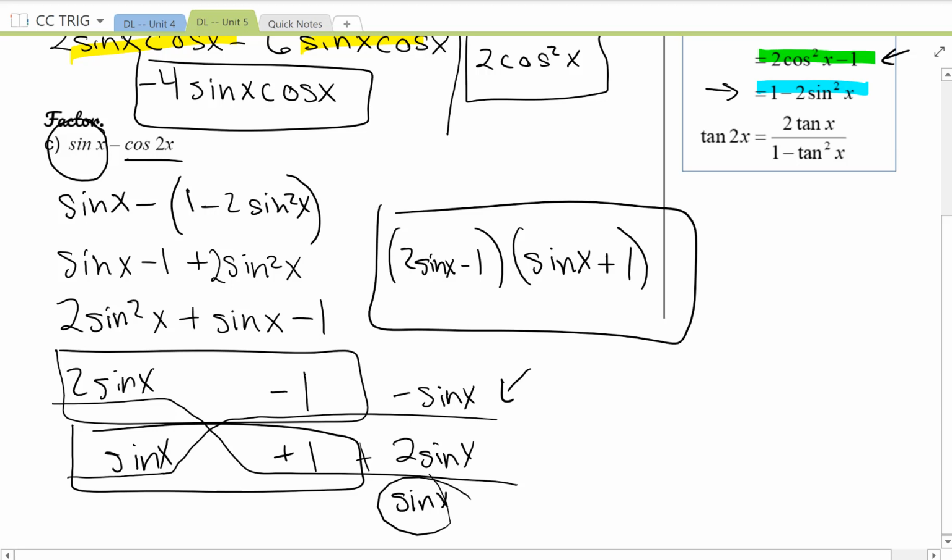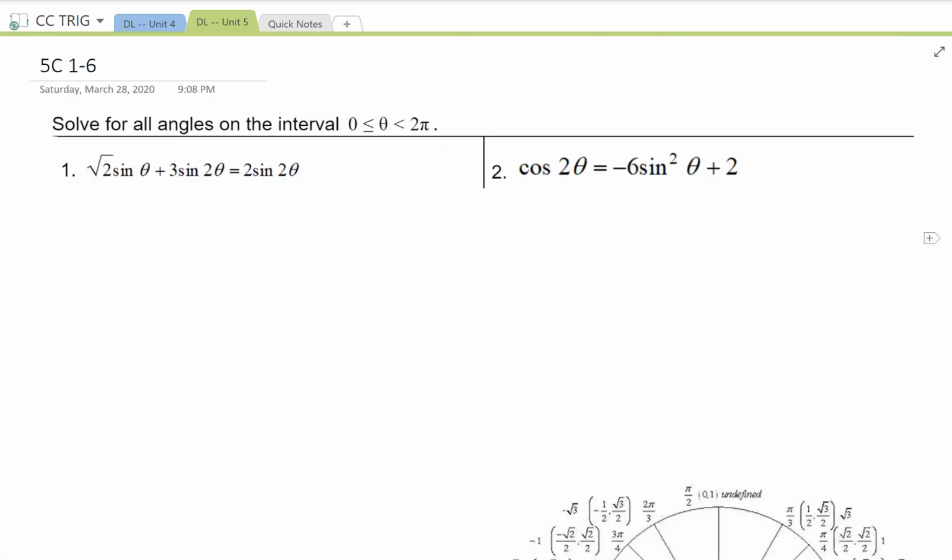All right, let's solve some equations now. Solve for all angles on the interval 0 to 2 pi. First of all, let's combine any like terms that we can. I have a sine 2 theta and a sine 2 theta. I want to get those together, so I'm going to subtract 2 sine 2 theta.